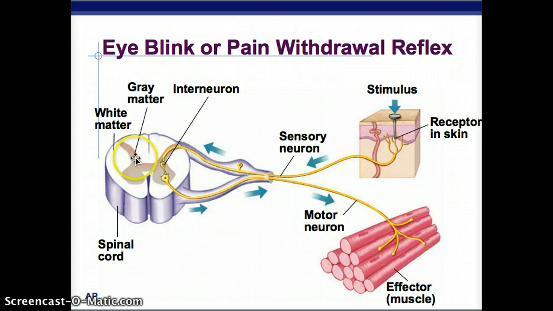Here's the gray matter of your brain. Here's the white matter. Oh, in the spinal cord, here's the gray matter. Here's the white matter. So it goes straight through in your spinal cord, interneuron, off to the motor neuron to tell the muscle what to do. So that is it for the nervous system.